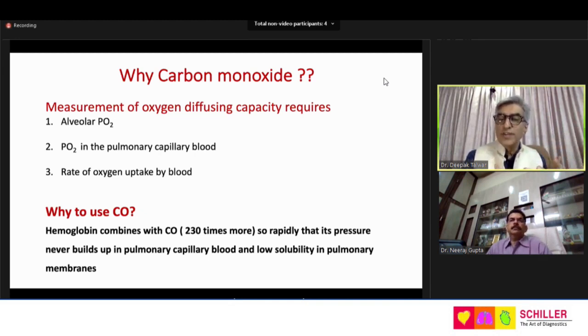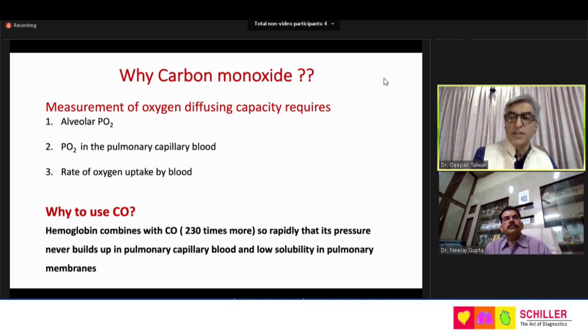And also there is a very low solubility of carbon monoxide in the pulmonary membranes. So it doesn't stay there. Whatever is there in the air, it goes through the membrane, doesn't stick into the membrane, goes straight into the blood, doesn't stay into the blood, goes straight into the hemoglobin and gets attached to it. And which you can easily check, and then you'll be able to do the equation analysis for calculation of the diffusion capacity. That's why we need carbon monoxide.